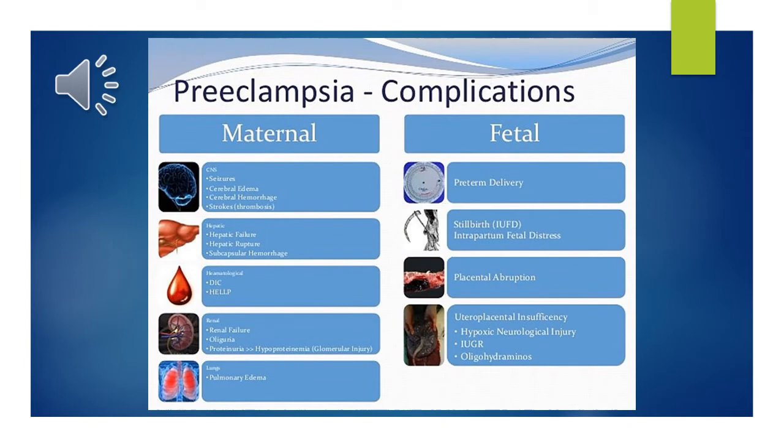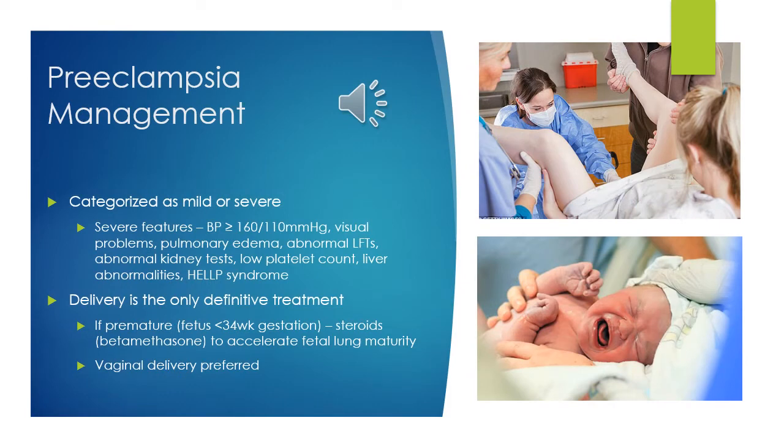This slide outlines for you some of the complications of preeclampsia for both the mother and the fetus. Preeclampsia is categorized as mild or severe depending on the frequency and intensity of the presenting signs and symptoms. Remember, though, that preeclampsia is a dynamic process and requires frequent reevaluation for evidence of severe features.